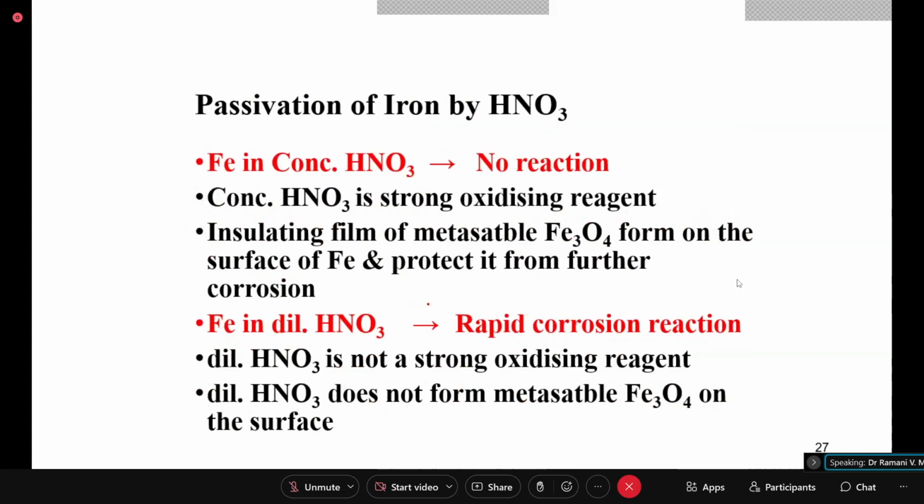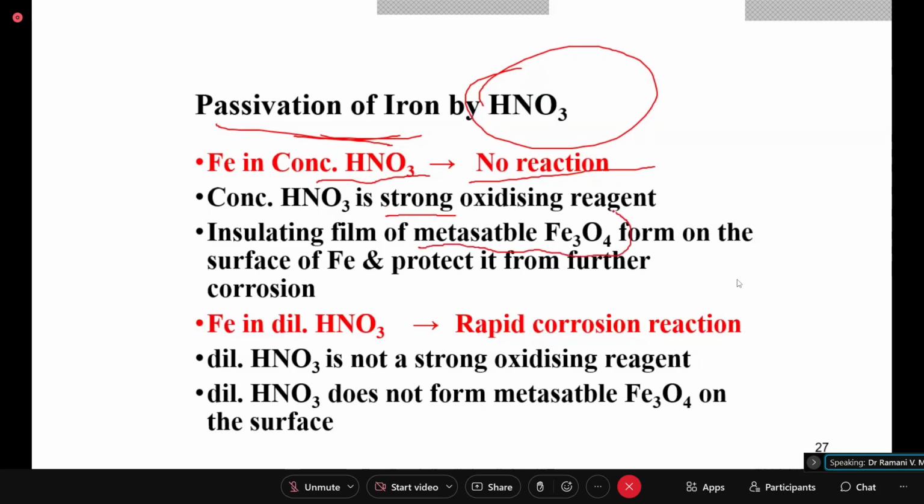Passivation of iron by HNO3. Now what we see, how a strong acid like nitric acid we can passivate iron. This sounds to be absurd. But it is seen that Fe in concentrated HNO3, we find that there is no reaction due to formation of a metastable film of Fe3O4 on the surface of iron.